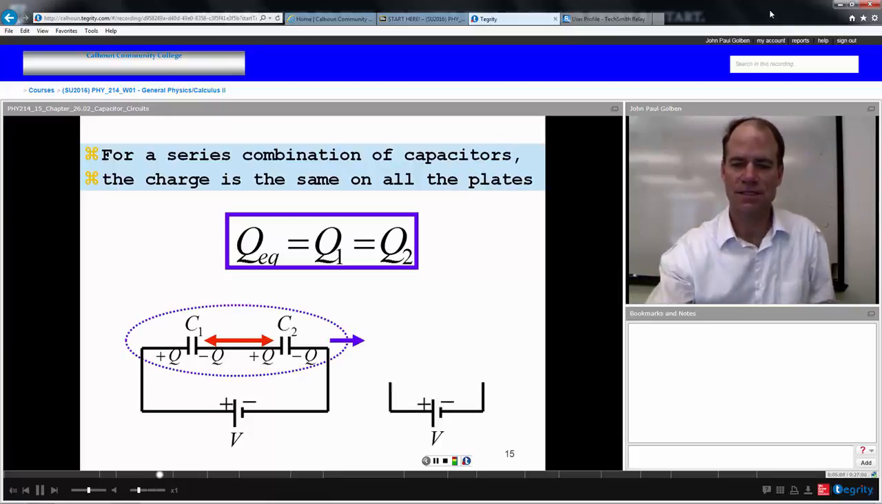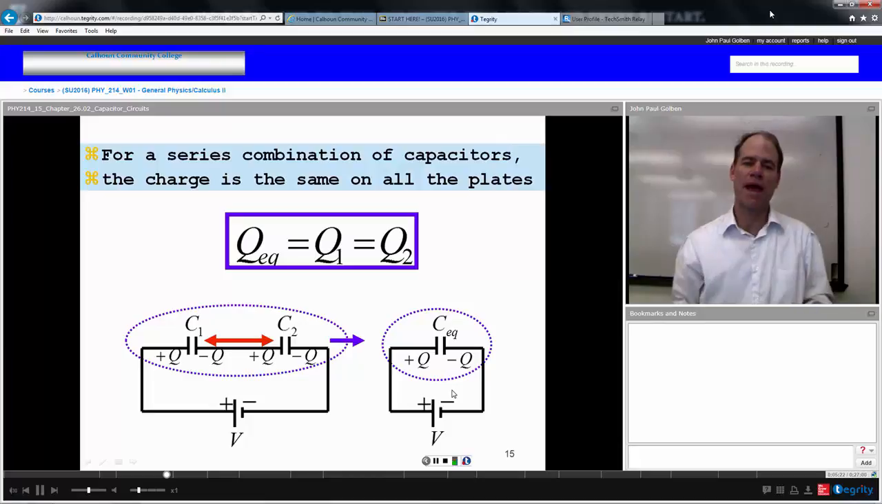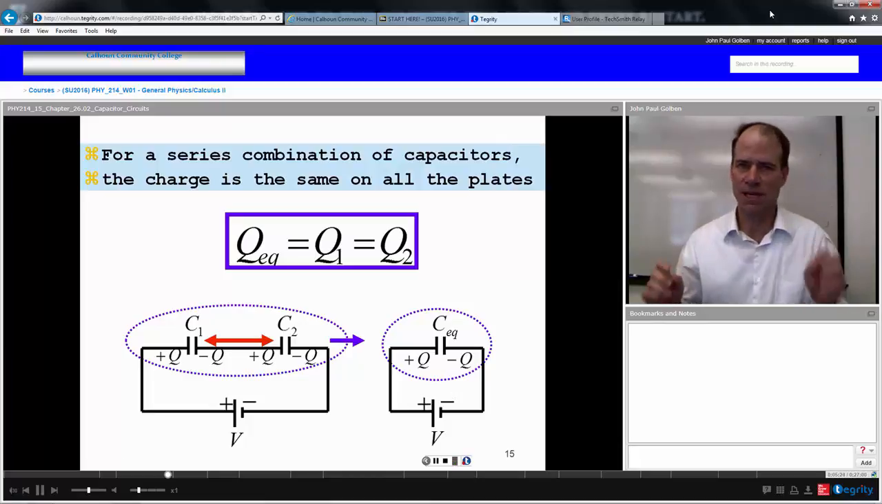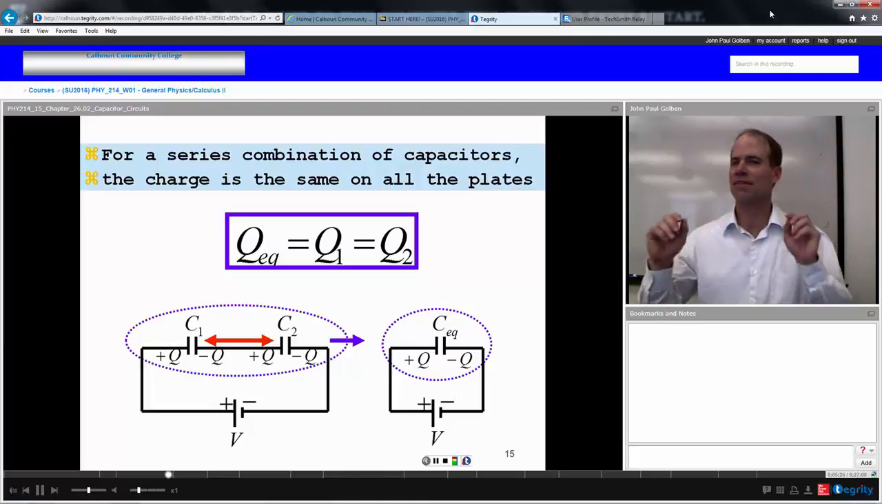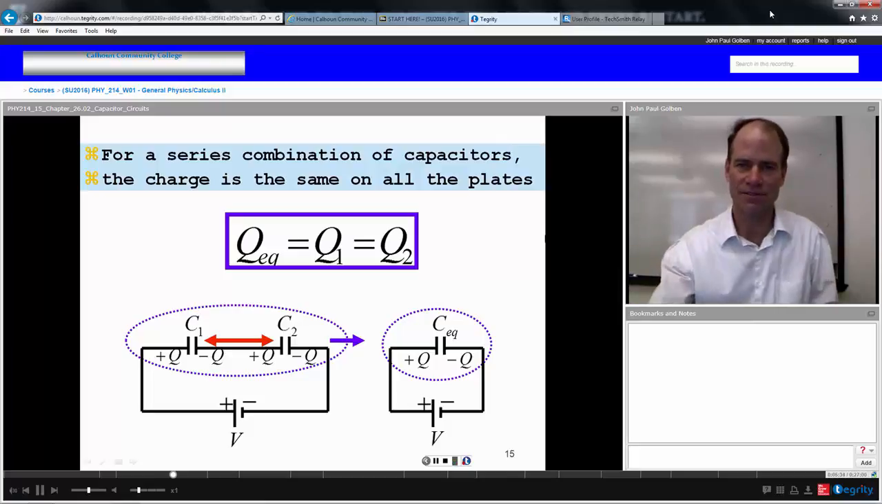And since our equivalent circuit is truly equivalent, the same charge that comes out of the battery in our first circuit should come out of the battery in our equivalent circuit. So it will have the same charge as well. So capacitors in series have the same charge, and they have the same charge as their equivalent capacitance. And that is going to be a rule that we're going to use quite effectively.